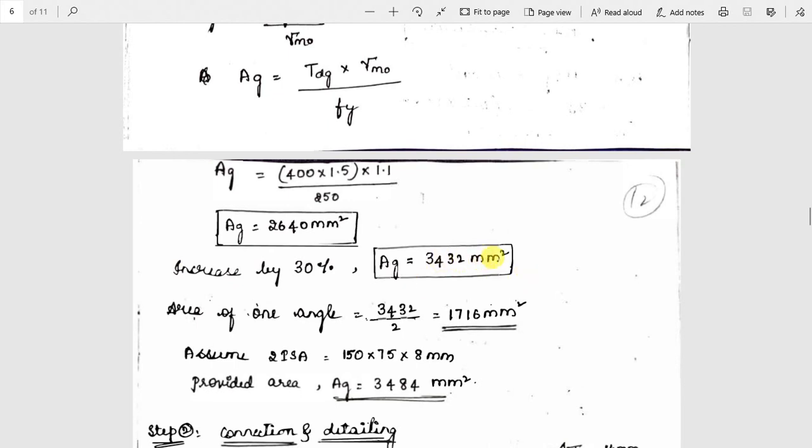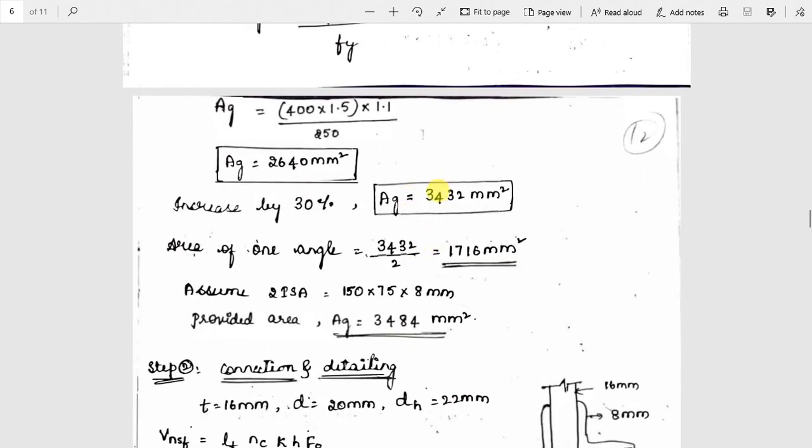Now we will be referring to the steel table to match an angle section whose area matches with this. But you have to be careful here. This area is for 2 angles combined, and we will be looking at the properties in the steel table for a single angle section. So the area of one angle will be half of it, and that will be equal to 1716 mm square.